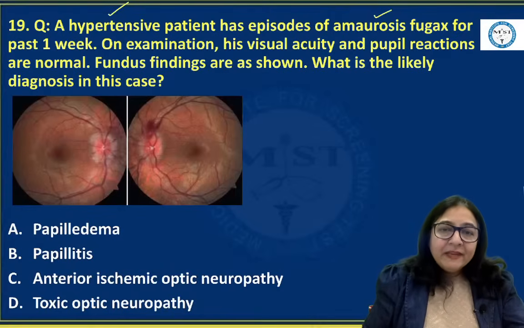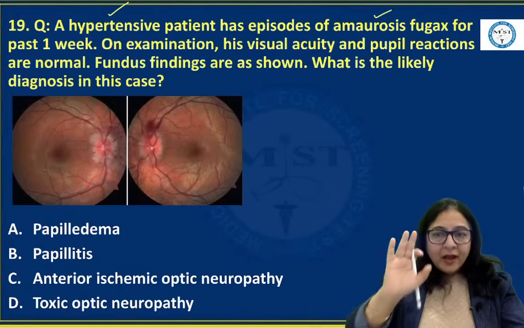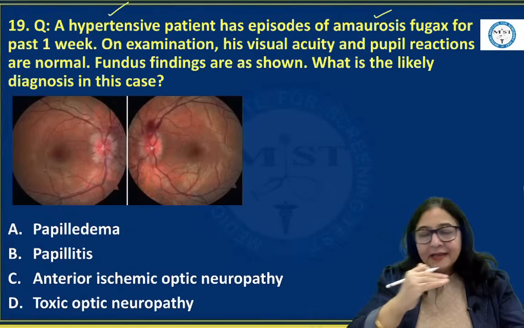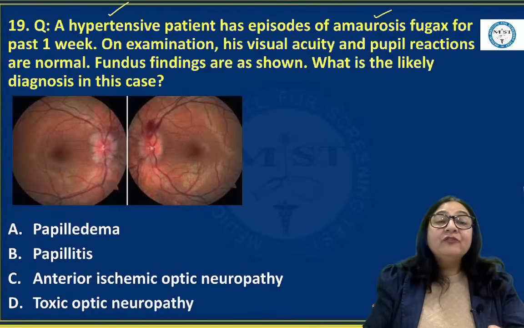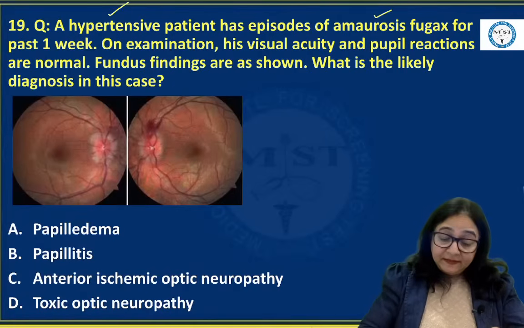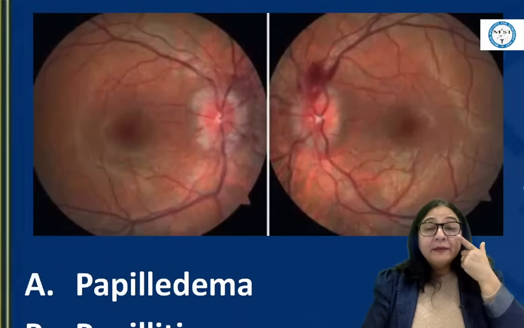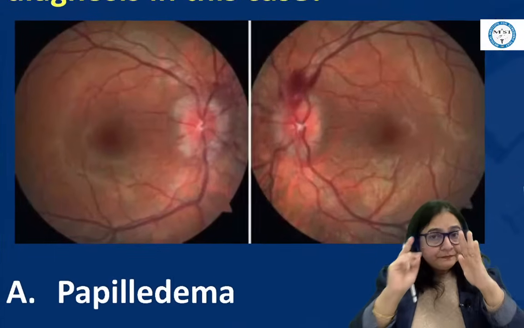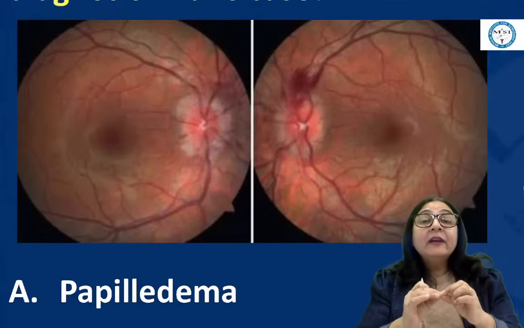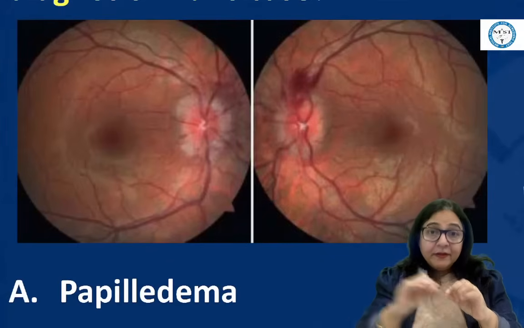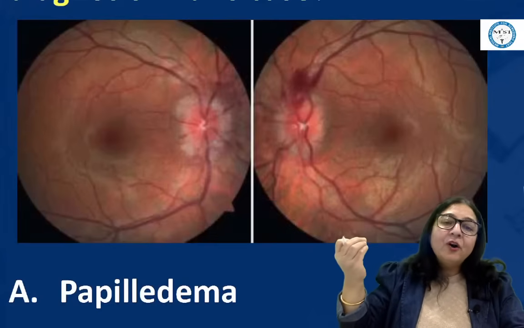For the past 1 week, on examination, his visual acuity and pupil reactions are normal. So now when you are looking at the patient, his vision and pupil reactions are normal. Fundus findings are as shown. What is the likely diagnosis in this case? So what are the fundus findings which you are seeing here? In any fundus image, first of all, look at the optic disc. Look whether the color of the optic disc is normal or not. So this is appearing more red. So there is hyperemia of the optic disc.